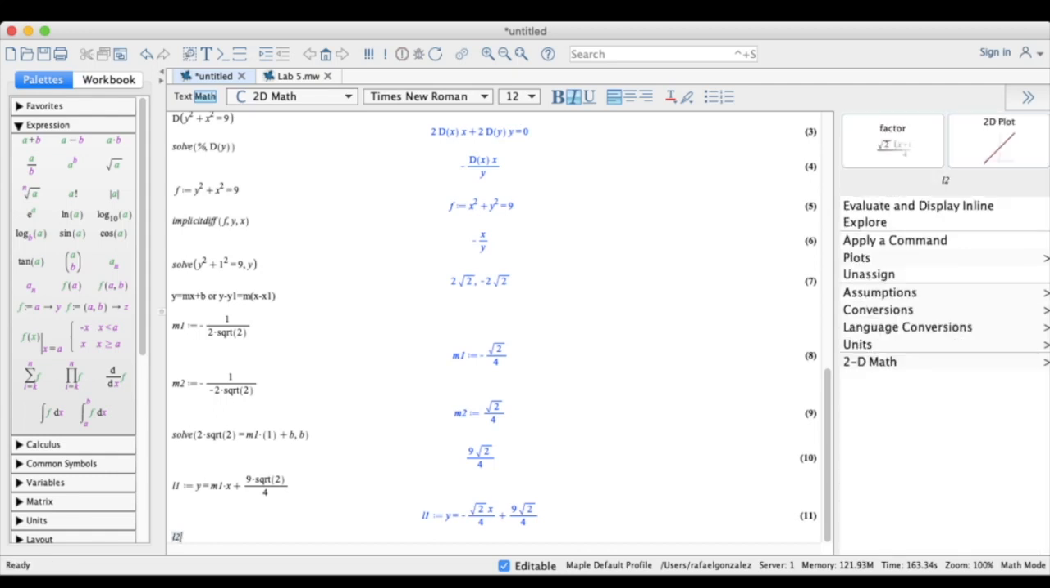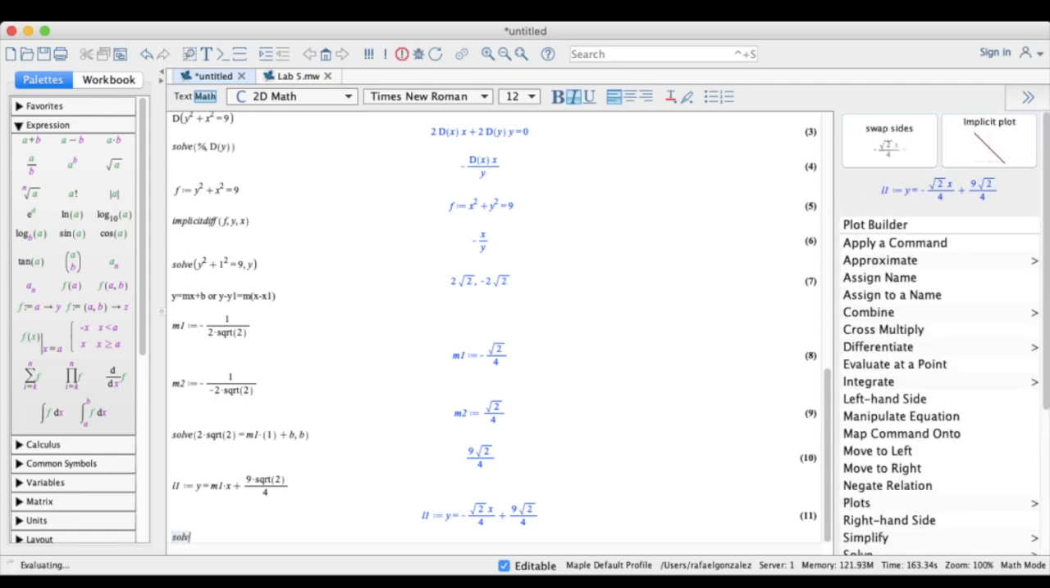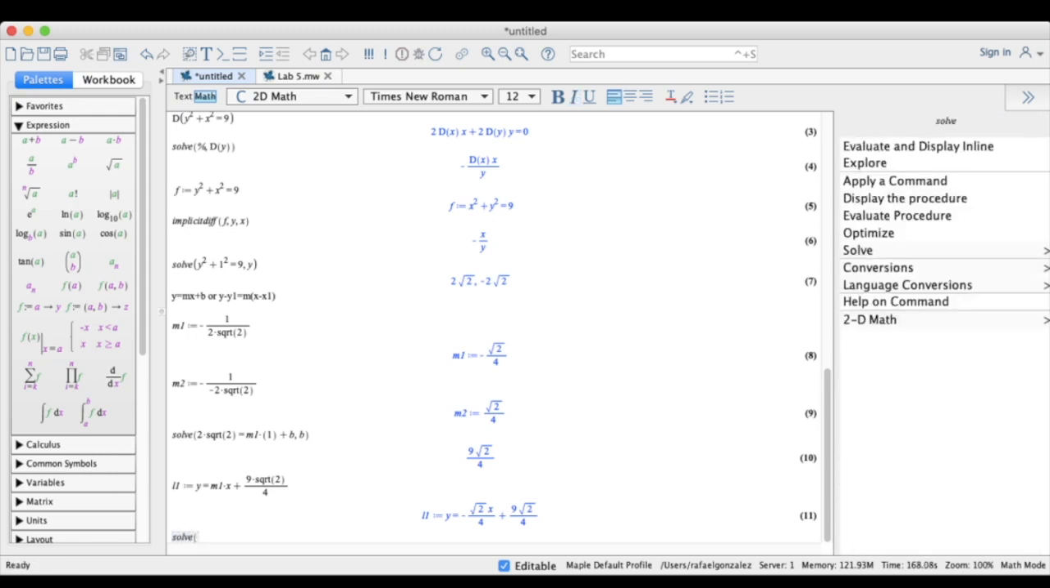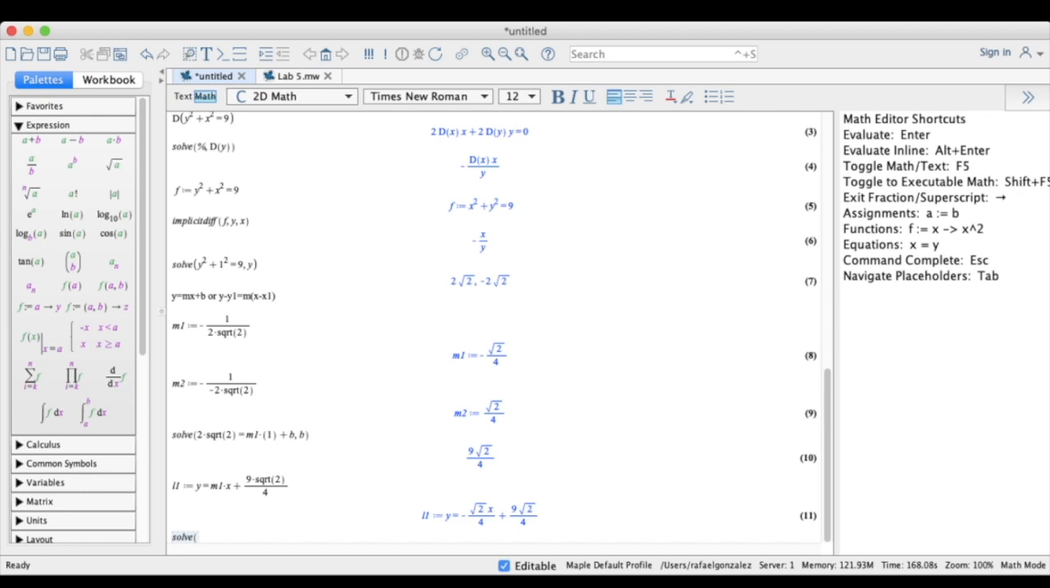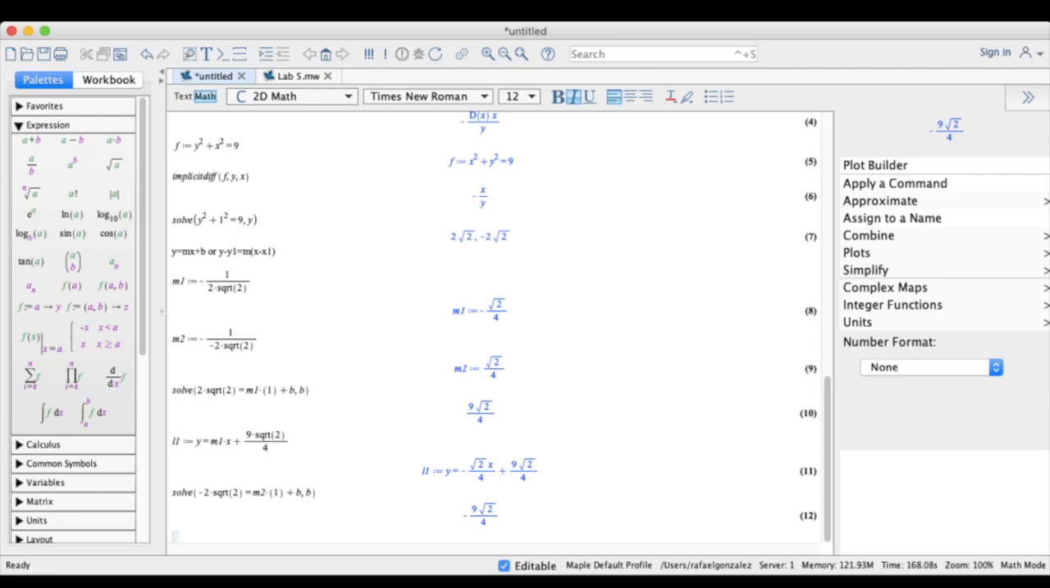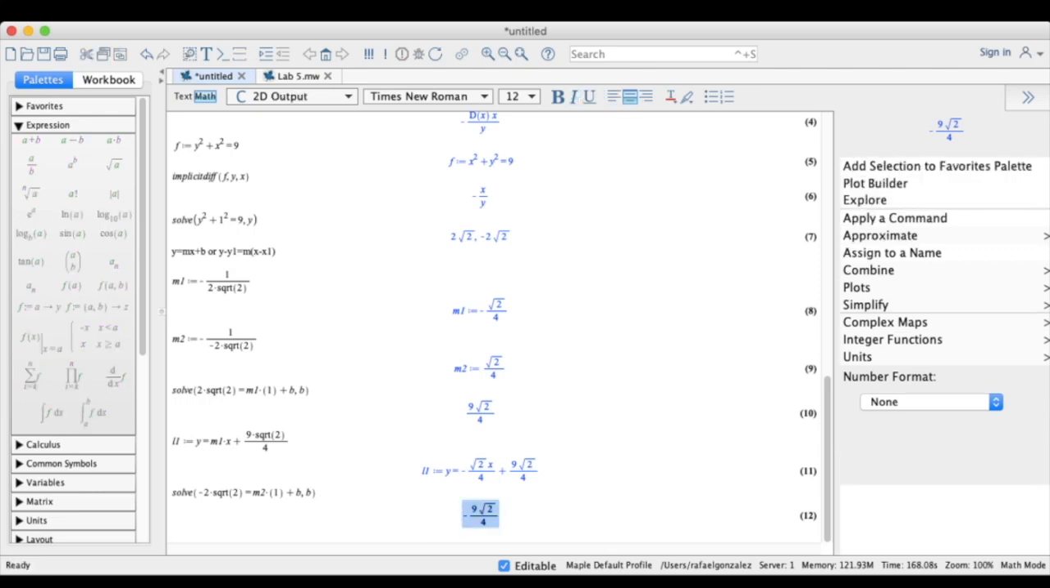My second line, L2, is going to be very similar actually. So to solve for the second line, I'm going to use solve, and I'm going to use the second point. So I'm going to use 1 and minus 2 radical 2. So I'm going to have negative 2 times square root of 2 equals, well, now I have m2, which is my second slope, times x. Well, x was still 1, plus b, and I'm solving this for b. So I get that the second value for the y-intercept is negative 9 radical 2 divided by 4.